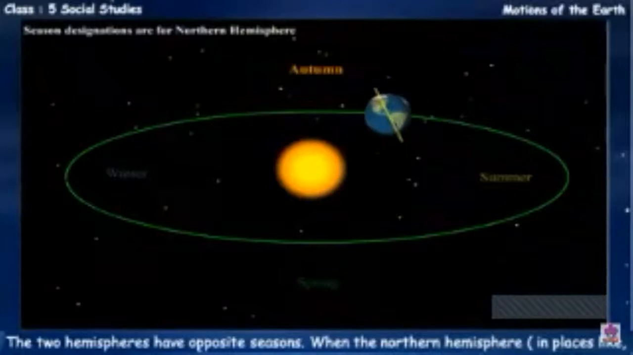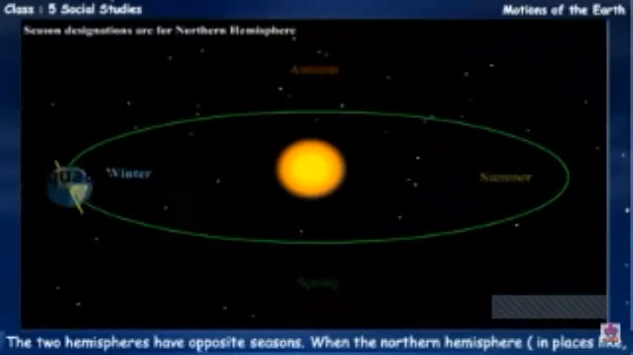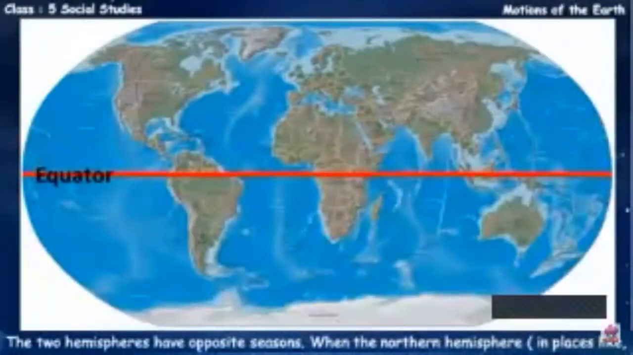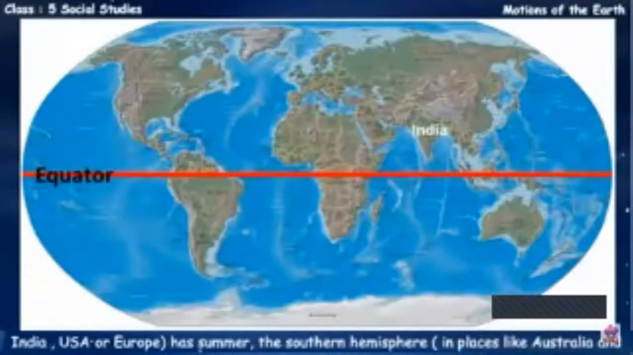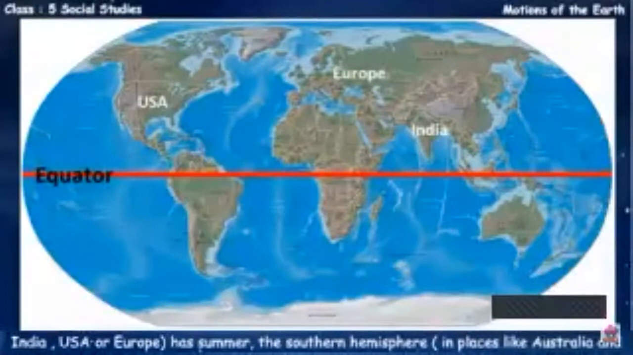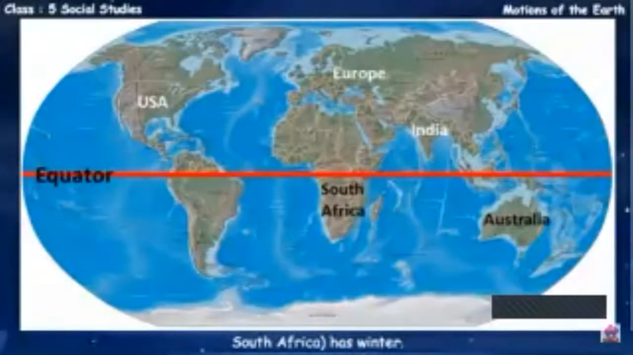The two hemispheres have opposite seasons. When the northern hemisphere, in places like India, the USA, or Europe, has summer, the southern hemisphere, in places like Australia and South Africa, has winter. When the southern hemisphere has summer, it is winter in the northern hemisphere.